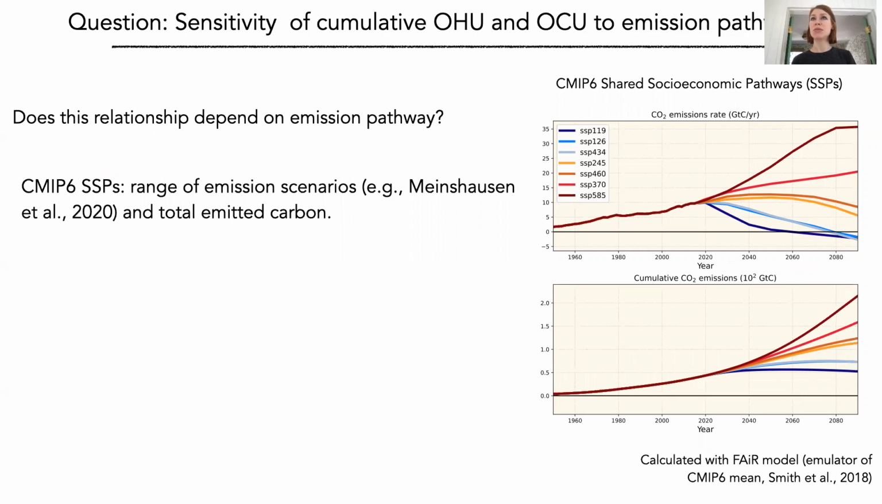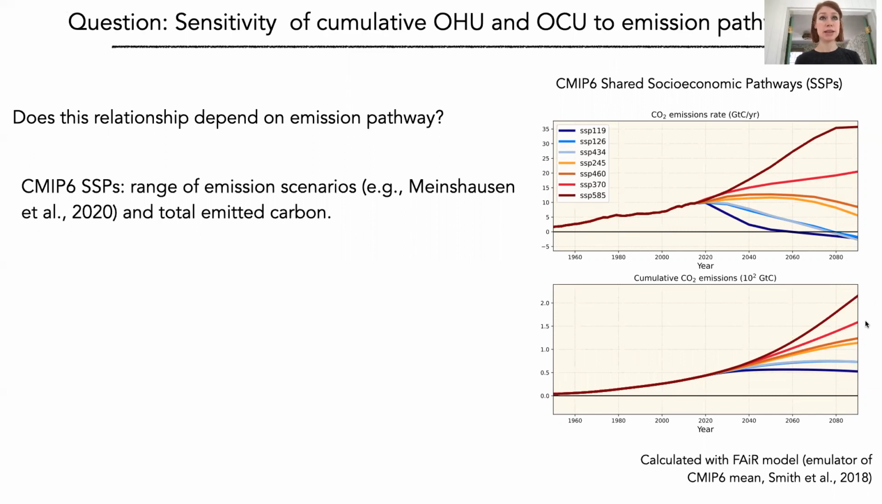I'm showing them on the right. On the top is the emission rate, and below is the cumulative emissions for this range of different scenarios. And as you see, because they range over very different futures, there's quite a different range of cumulative carbon emitted to the atmosphere by 2100.